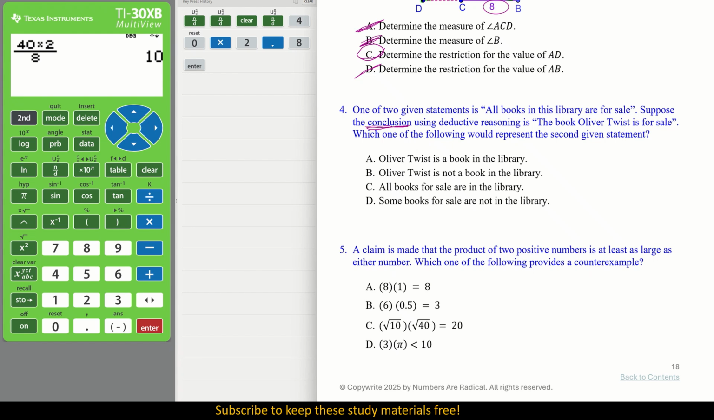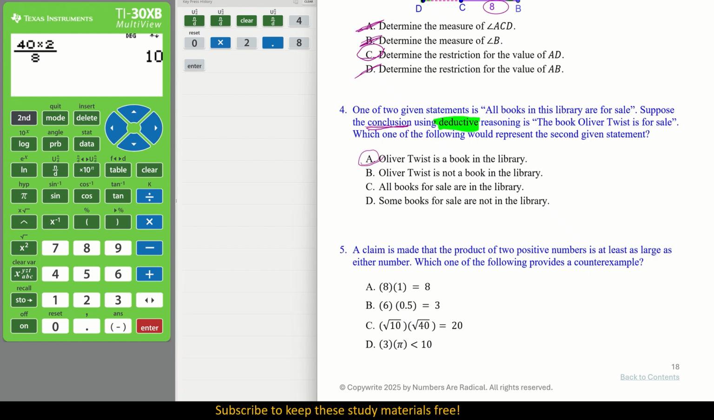It says deductive. That means we're going from general to specific, which we've done. We've gone from just any book in the library to a specific book in the library. Well, the next step in the middle somewhere is something that would make the connection that Oliver Twist is even in said library. So something has to be said saying that Oliver Twist exists in that library on a shelf somehow. Well, let's look at A. Oliver Twist is a book in the library. Absolutely, that would be a good statement.